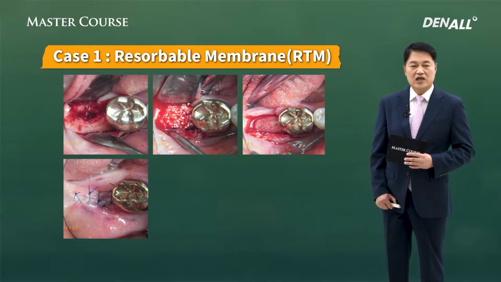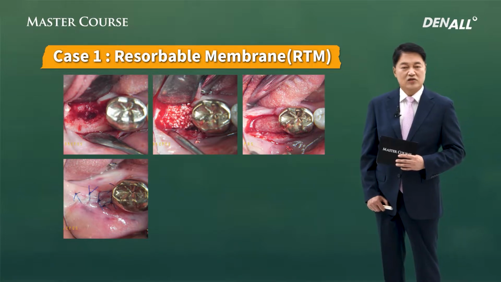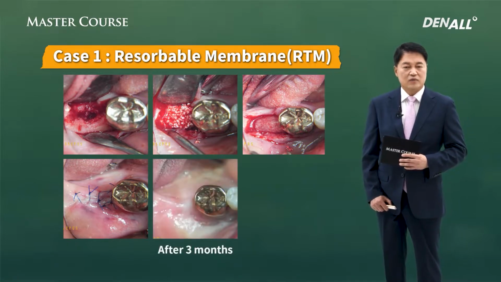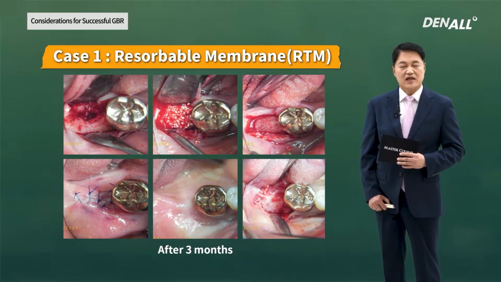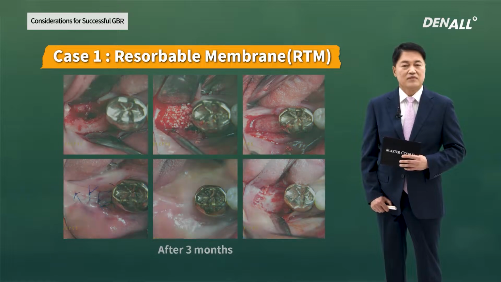Interrupted suture and horizontal internal mattress suture was used. This is after 3 months. Primary closure was nicely done, and healing is very nice, and when you open the flap, you can see that a solid bone has been formed.